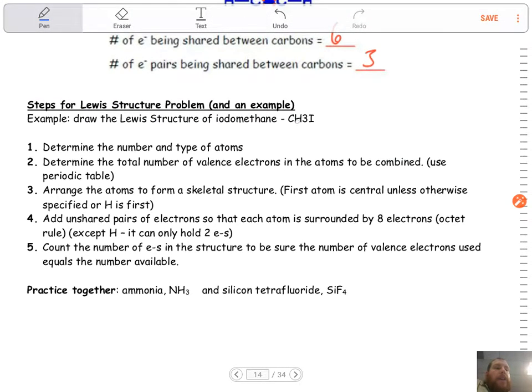So the first example we have here, this really should be a lowercase 3. All right, that's a typo. I'll change that in the future, but just make that note. Okay, we're going to draw the Lewis structure for iodomethane, CH3I.